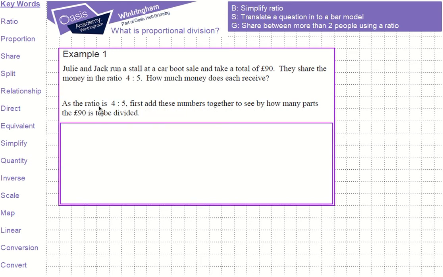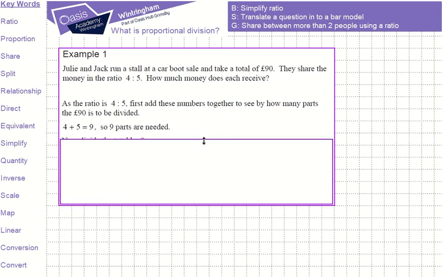As the ratio is 4:5, our first step is to add these numbers together to see how many parts 90 is being divided into. So 4 plus 5 is 9, so 9 parts are needed. We've just added together the 4 and the 5 to get 9.